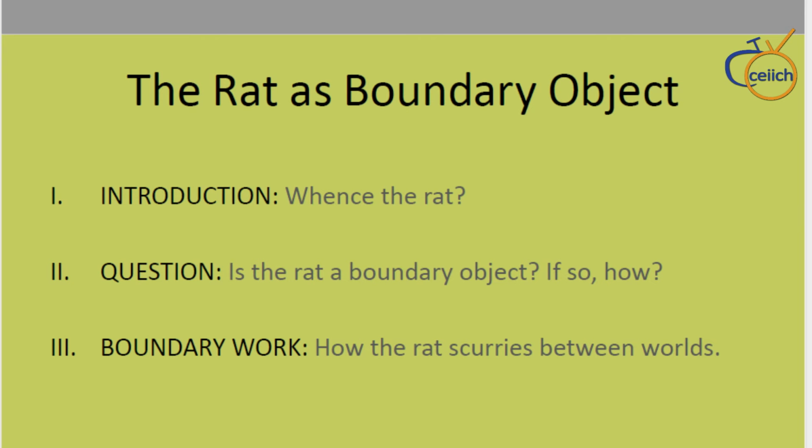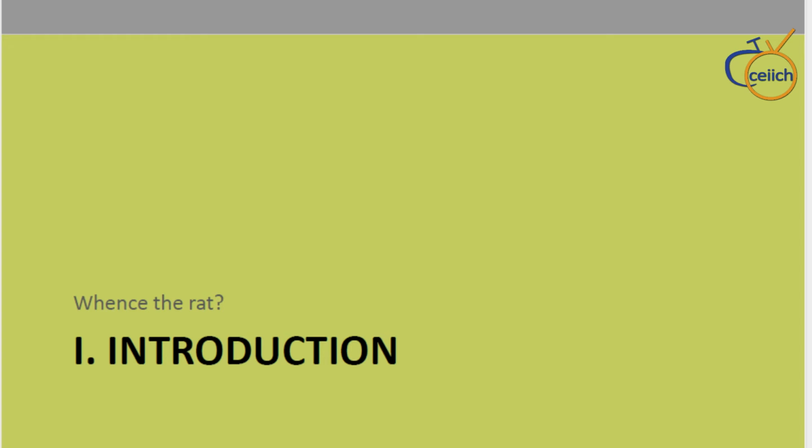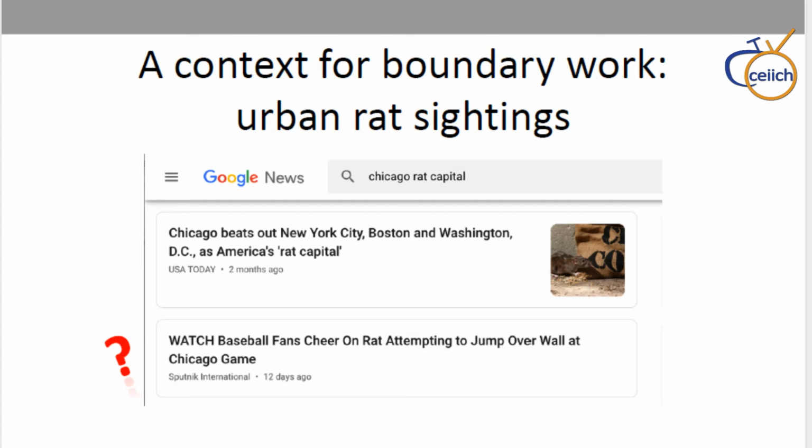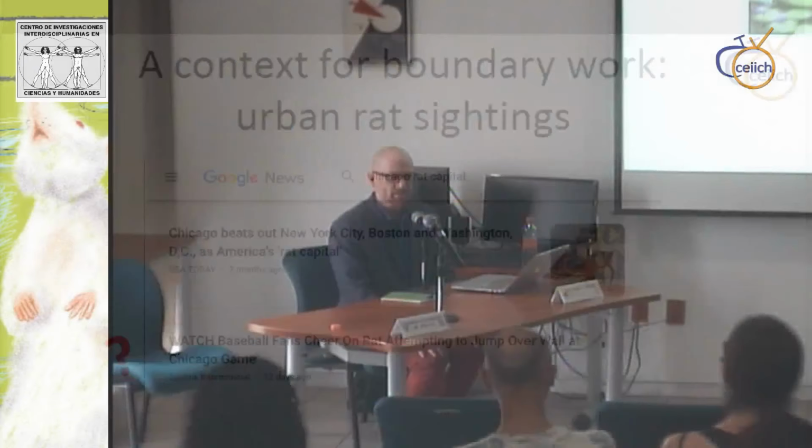Okay, so where comes the rat in my thinking? How is it that I became interested in rats? Well, actually, before I started thinking about rats, I started thinking about the water lily. As some of my colleagues know, I've for several years been working on a large water lily known as Victoria Amazonica as an object within history of science.